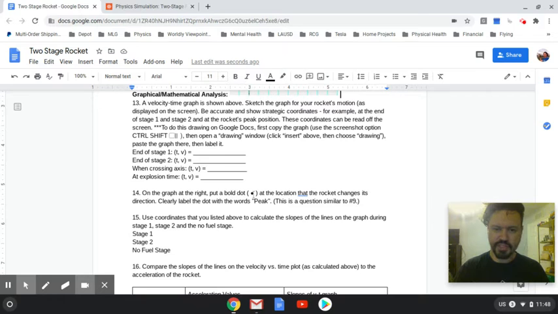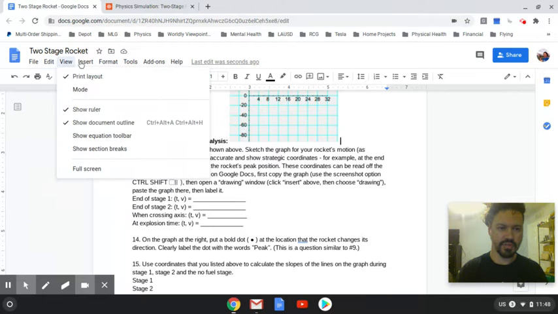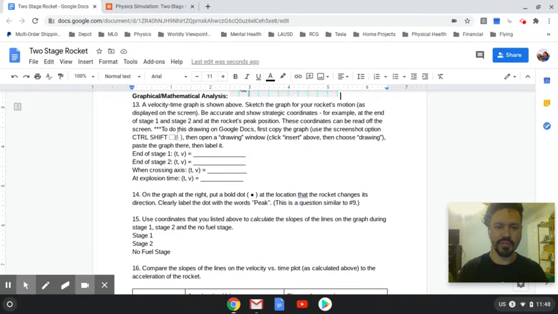For this one, you've got to put a dot where the rocket changes direction, and so you can open up this thing in the drawing. All right, so you can go here. Oh, just kidding. Here, there it is. Well, it's in Insert. Click on Drawing, and you can open it up. The instructions for that are right here.